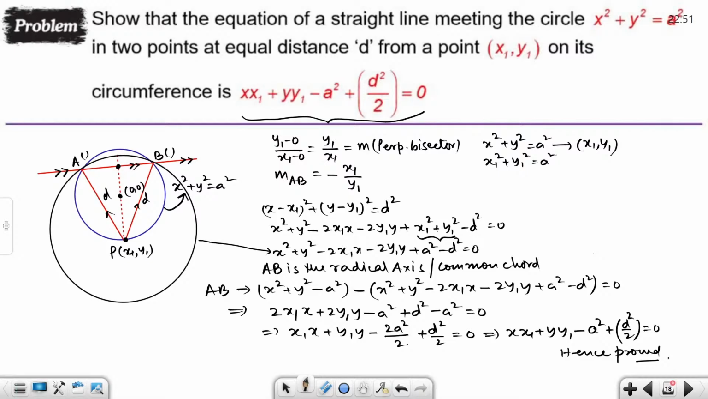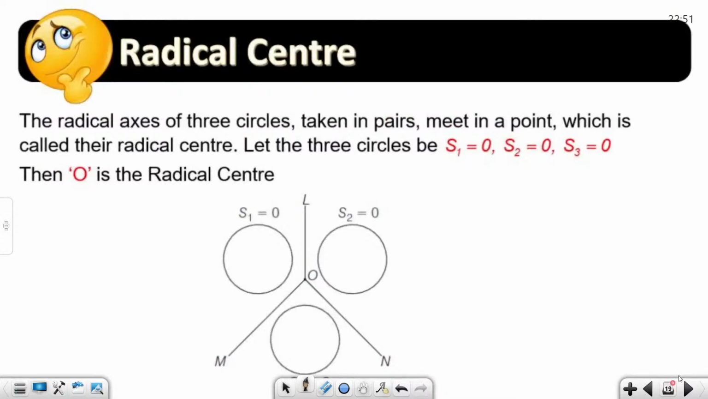Okay, so now let's move to the next conception, which is called your radical center. What is radical center? Now, if we take three circles, this is the first circle whose equation is S1 equals 0, the second circle whose equation is S2 equals 0, and the third circle which is your S3 equals 0. Okay?